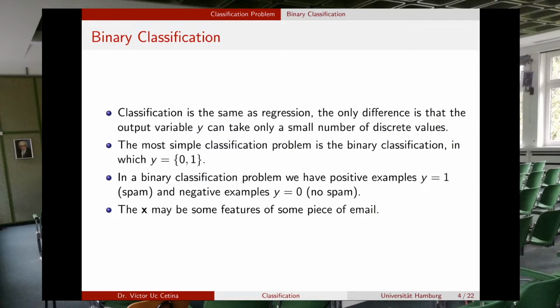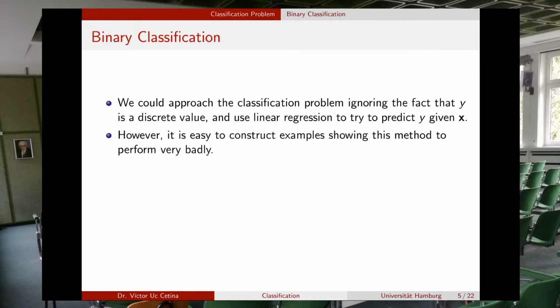And the answer is that you can do that, of course, because 0 and 1 are also real numbers. But that is a very bad decision, because the result is going to be suboptimal. It is very easy to get problems in which doing that will give you suboptimal performance of your algorithm. So there's a better way to approach this problem.